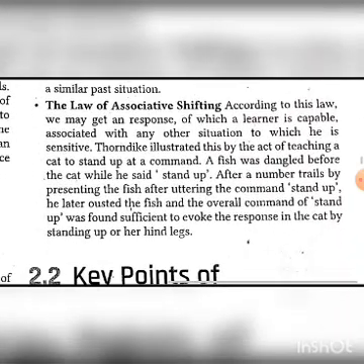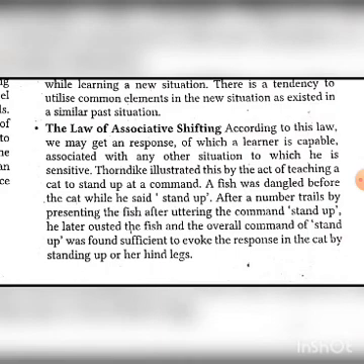The law of associative shifting. According to this law, we may get a response of which a learner is capable associated with any other situation to which he is sensitive. Thorndike illustrated this by the act of teaching a cat to stand up at a command. A fish was dangled before the cat, while he said "stand up." After a number of trials of presenting the fish after uttering the command "stand up," he later omitted the fish, and the command "stand up" alone was found sufficient to evoke the response in the cat, standing up on her hind legs.